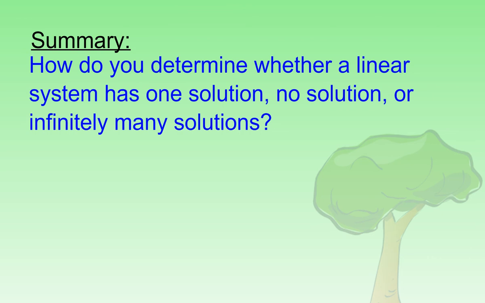Summary asks, how do you determine whether a linear system has one solution, no solution, or infinitely many solutions? Basically summarizing what we just did in the past couple problems. Go ahead, pause the video. When you're ready to continue, hit play, and we'll go through it together.